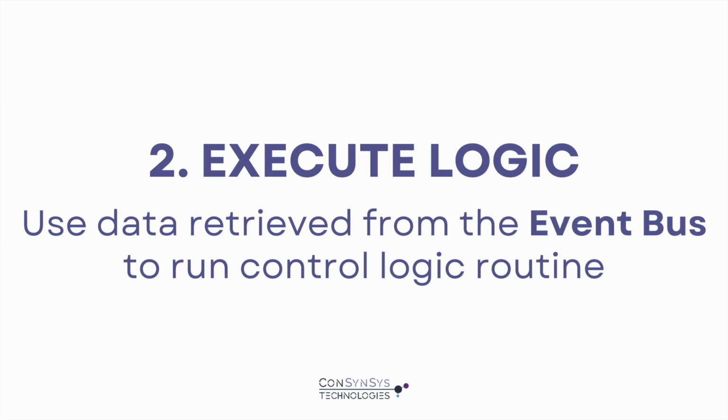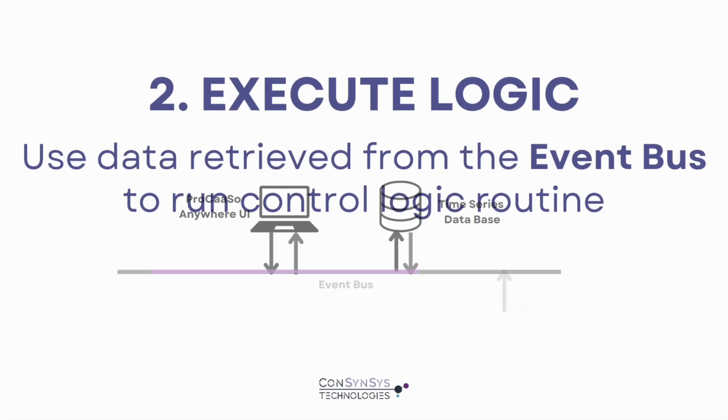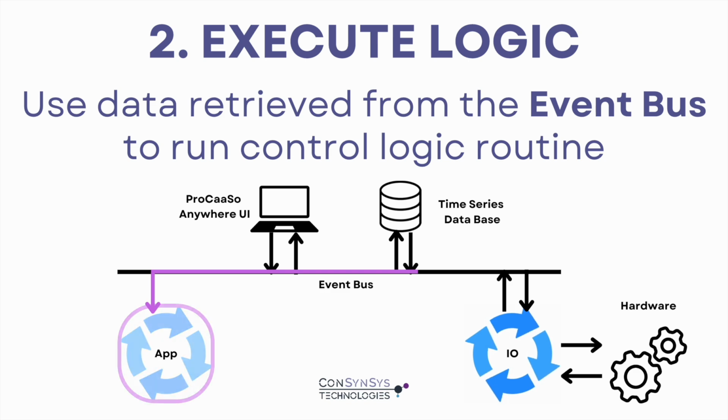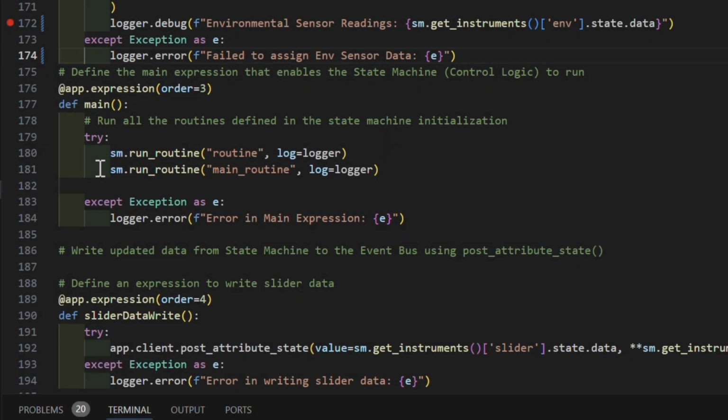Next, we execute logic. This is where the control logic utilizes the data that we had just fetched from the event bus to perform necessary operations. We start by defining main, a function decorated with app.expression order 3. Within the main function, we attempt to execute all routines previously defined during the state machine's initialization.